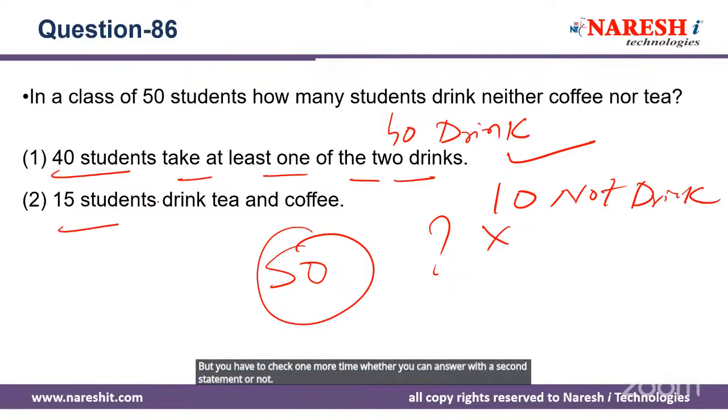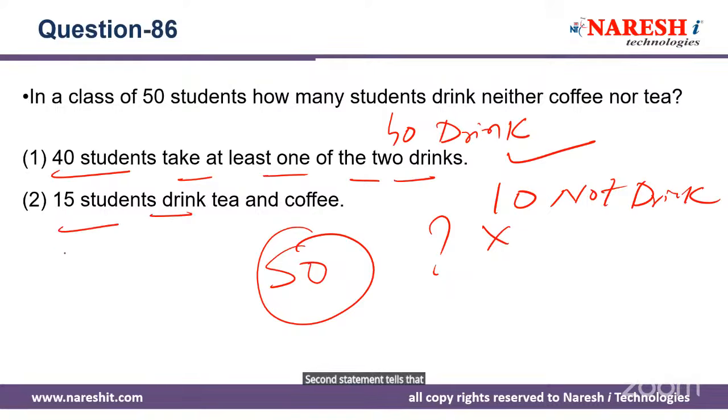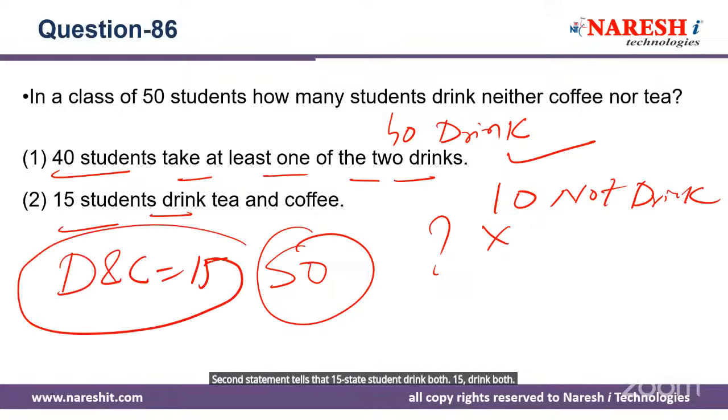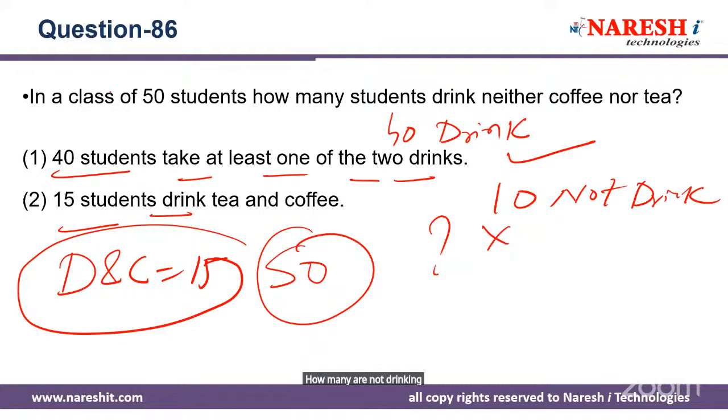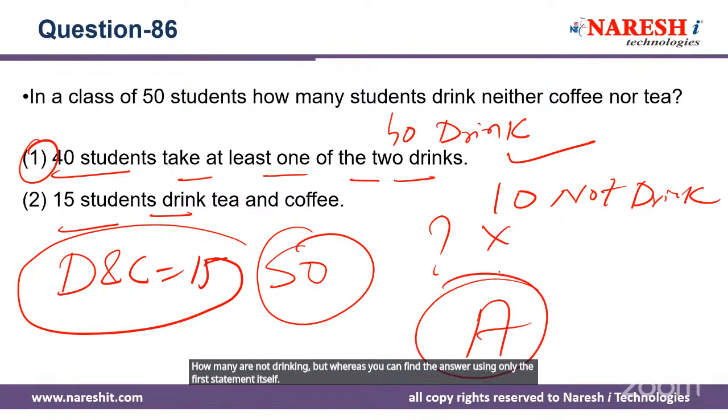Second statement tells that 15 students drink both. 15 drink both. Common people are 15. That means using only the second statement, you cannot find how many are not drinking. Whereas you can find the answer using only the first statement itself, so choose option A.